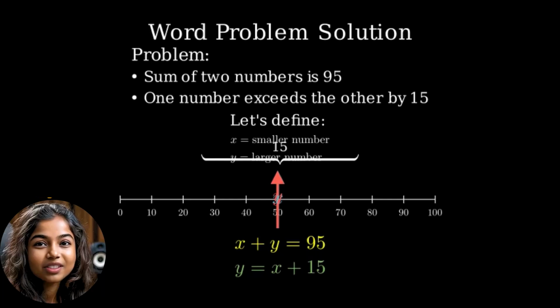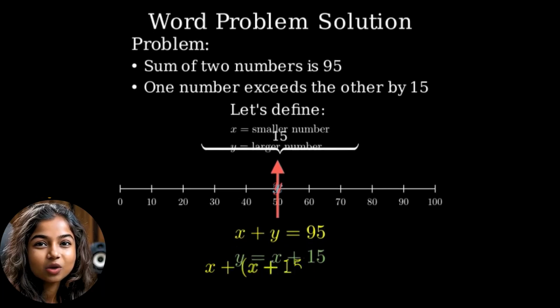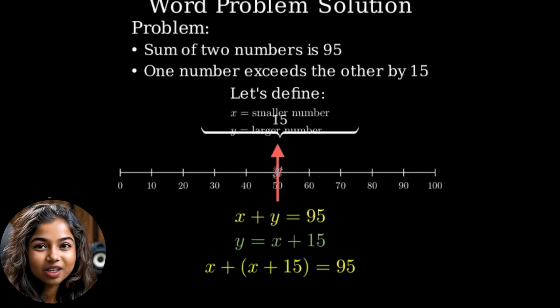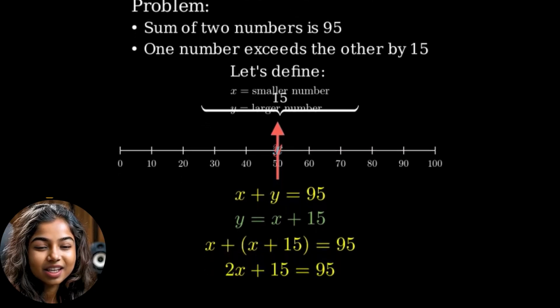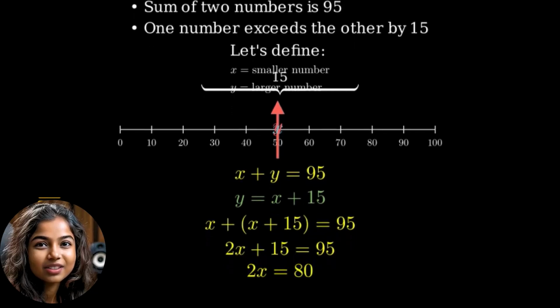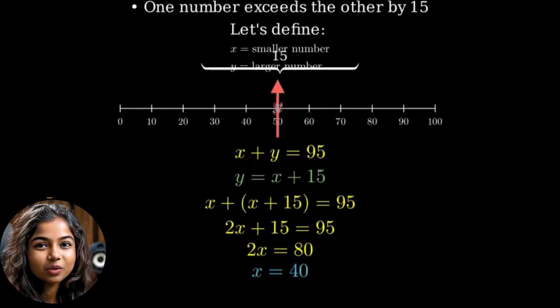Let's solve this system of equations using substitution. Since we know y equals x plus 15, let's substitute this into our first equation. This gives us x plus x plus 15 equals 95. Simplifying, we get 2x plus 15 equals 95. Subtracting 15 from both sides, we get 2x equals 80. Finally, dividing both sides by 2, we get x equals 40.